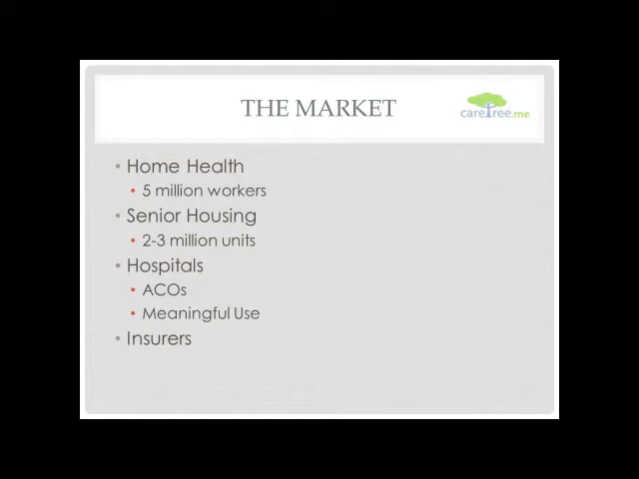It will be growing as the baby boomer market ages and begins needing care. There is actually an expected shortage of 2 million elderly care workers, and one of the only ways to fix this shortage is through more efficient care using technology such as CareTree.